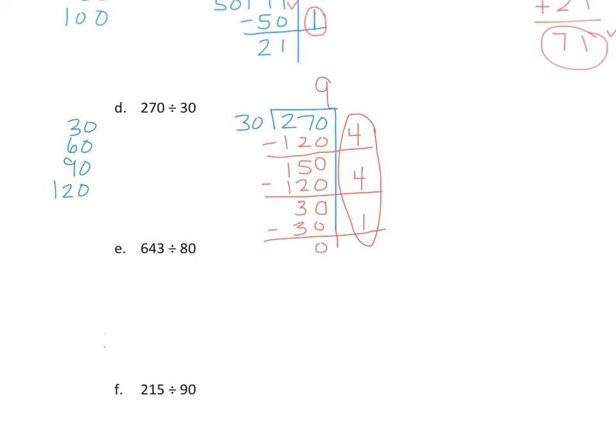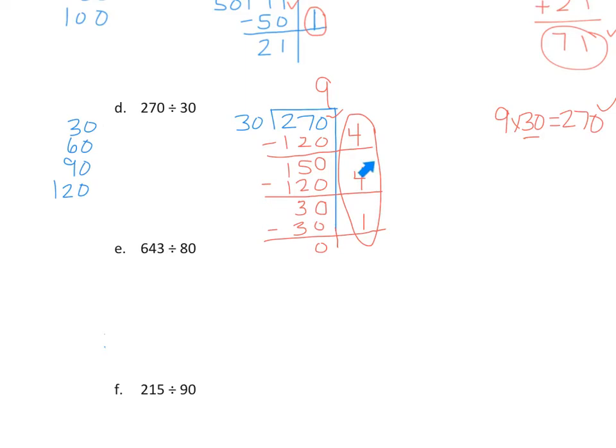So how do we check that? We go ahead and do 9 times 30. 9 is the quotient, 30 is the divisor. We know that 9 times 3 is 27. So 9 times 30 is 270. So that matches our dividend. So our answer 9 is correct.